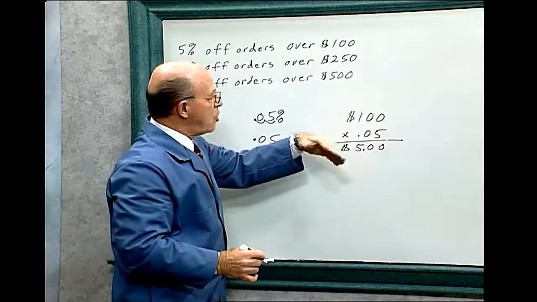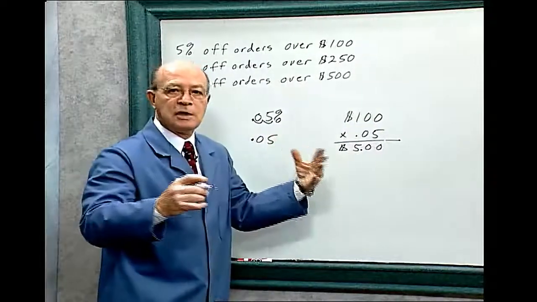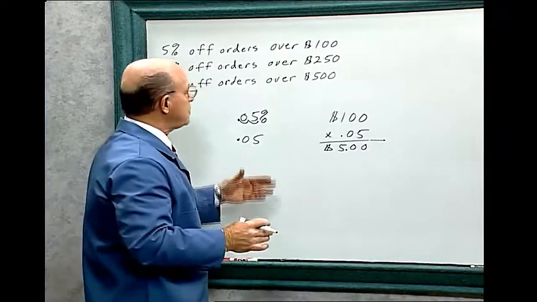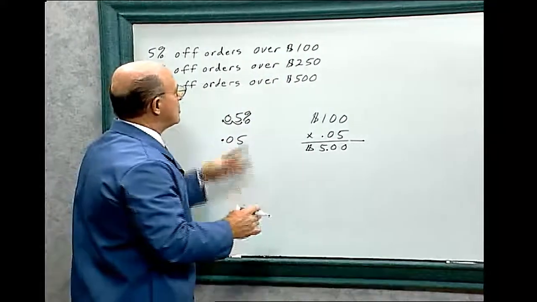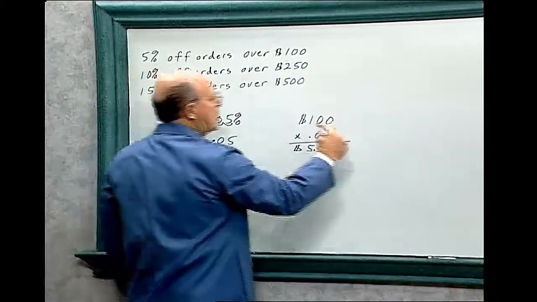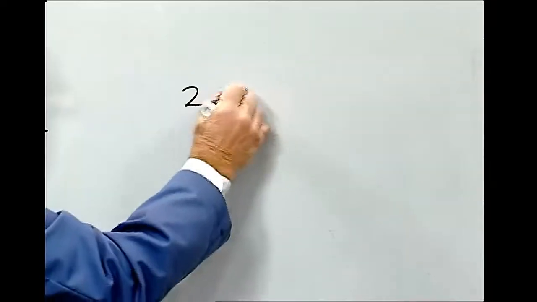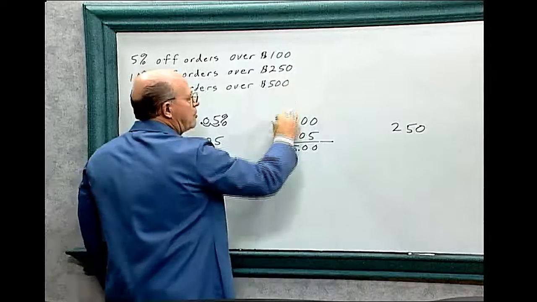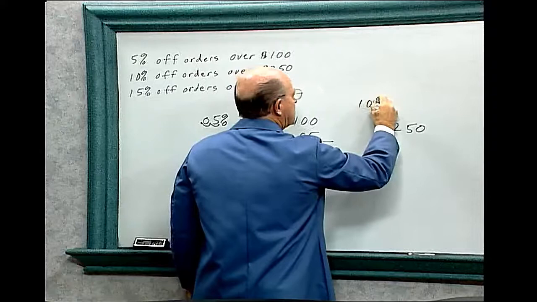But if it's over, it's $150, you'd save $7.50. But we're just going to work on the minimum amount. Let's do $250. $250, anything over that between $250 and $500, you get 10%.